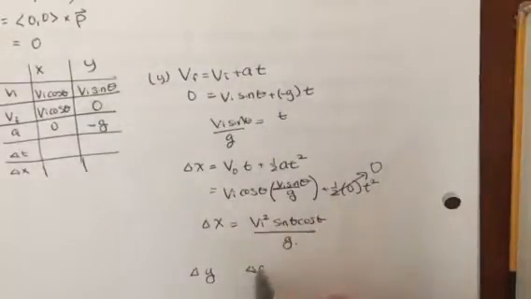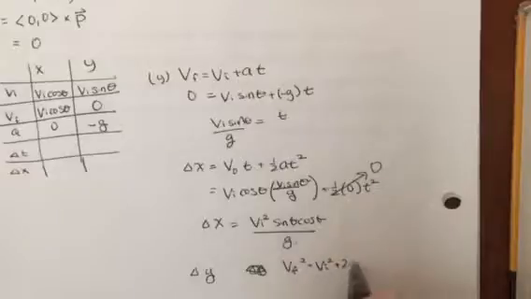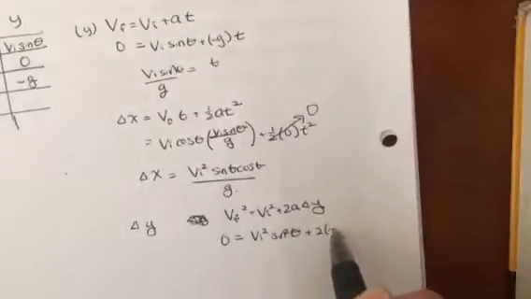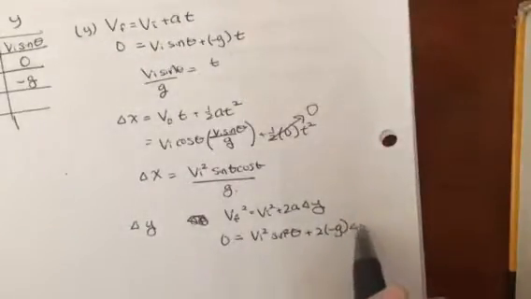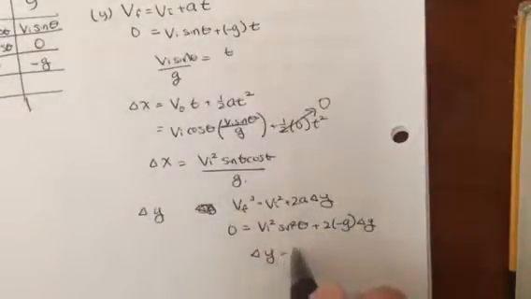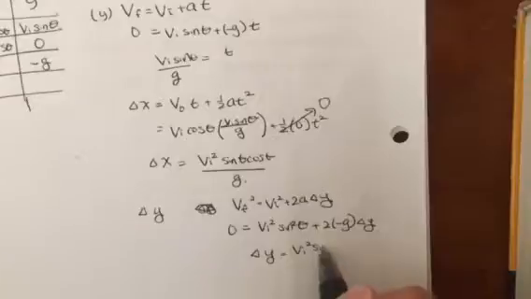Now for displacement of y, I'm actually going to use this formula. It's going to be velocity final squared equals V_i squared plus 2a delta y. You know velocity final is 0, so V_i squared sine squared theta for initial squared, plus 2 times negative gravity times change in y. So then change in y becomes V_i squared sine squared theta over 2g.